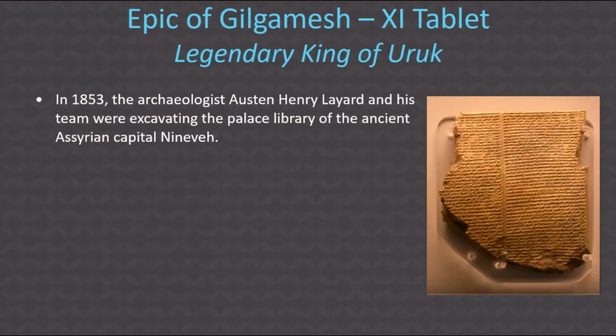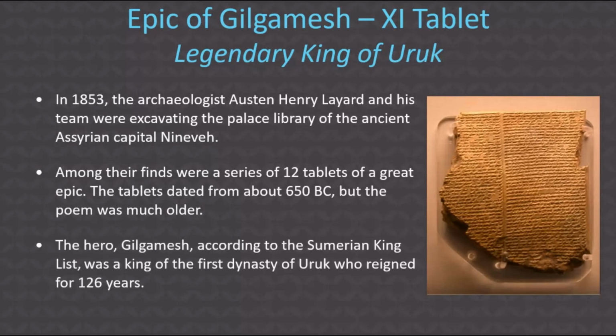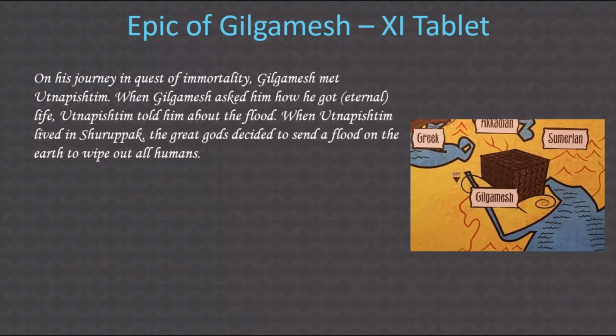So let's get into some of these ark legends. We'll start with the Epic of Gilgamesh. And there's an actual tablet, or the legendary King of Uruk. In 1853, the archaeologist Austin Henry Layard and his team were excavating the palace library of the ancient Assyrian capital in Nineveh. And among their finds were a series of these 12 tablets of a great epic. The tablets dated about 650 BC, but the poem was much older. The hero Gilgamesh, according to the Sumerian king list, was the king of the first dynasty of Uruk, who reigned for about 126 years. And in this epic, on his journey in quest of immortality, Gilgamesh met Utnapishtim.